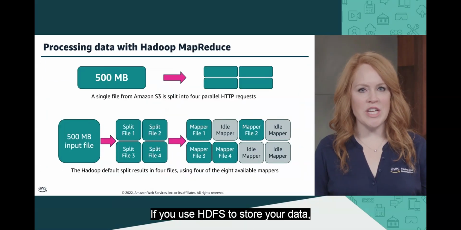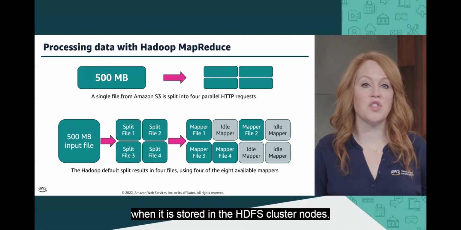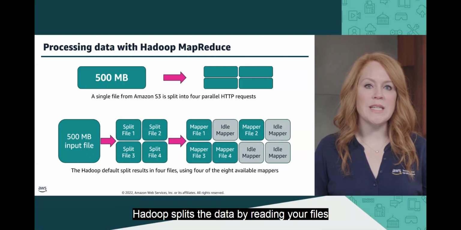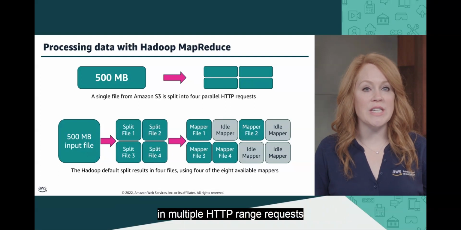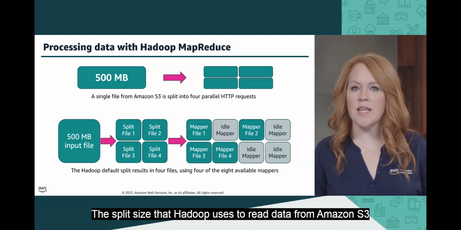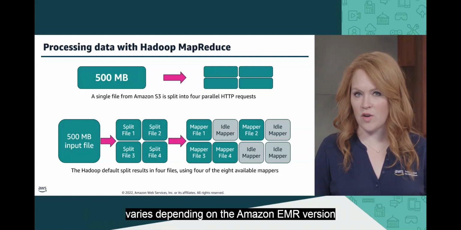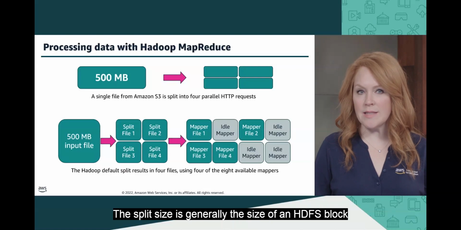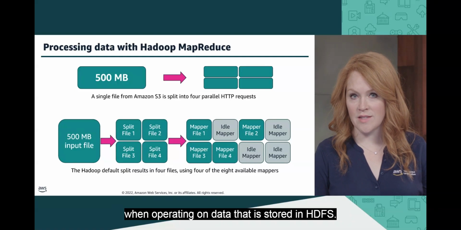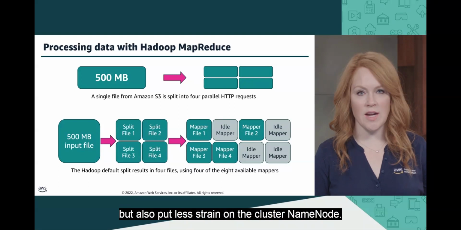If you use HDFS to store your data, Hadoop automatically splits your data when it is stored in the HDFS cluster nodes. However, if you use Amazon S3 to store your data, Hadoop splits the data by reading your files in multiple HTTP range requests whenever a processing job is started. The split size that Hadoop uses to read data from Amazon S3 varies depending on the Amazon EMR version that is being used. The split size is generally the size of an HDFS block when operating on data that is stored in HDFS. Larger numbers provide less task granularity, but also put less strain on the cluster name node.